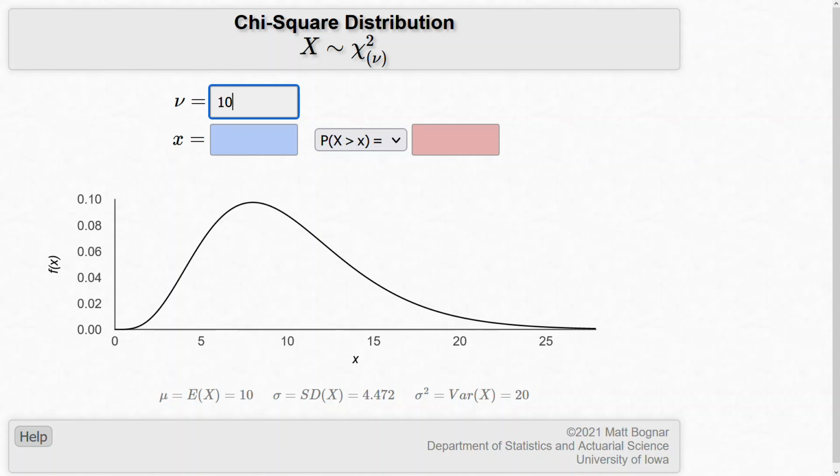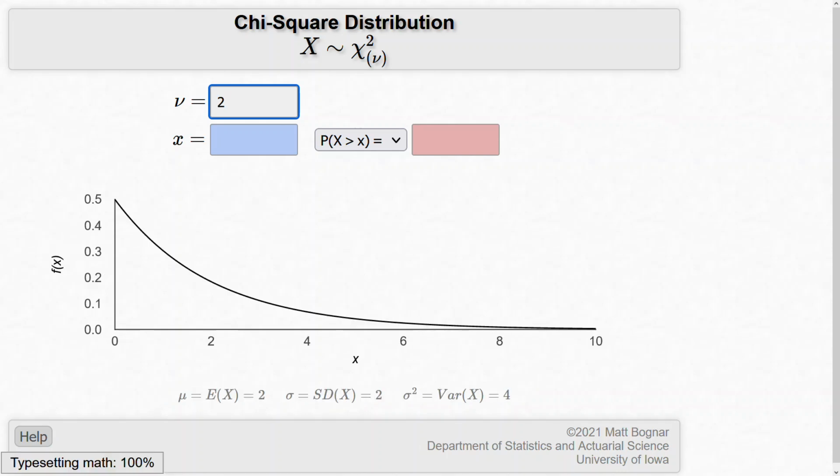In fact, let's go back to 2 degrees of freedom, and let me illustrate something here. I'm going to put a number in here. It says x, but it stands for a calculated value of chi-square. I'm going to type 5.991, and I'm going to hit enter. And it says the probability above that value of 5.991 is 0.05. Here's the value I put in of 5.991, and this is in the pink area here. This is the 0.05 region of the curve.